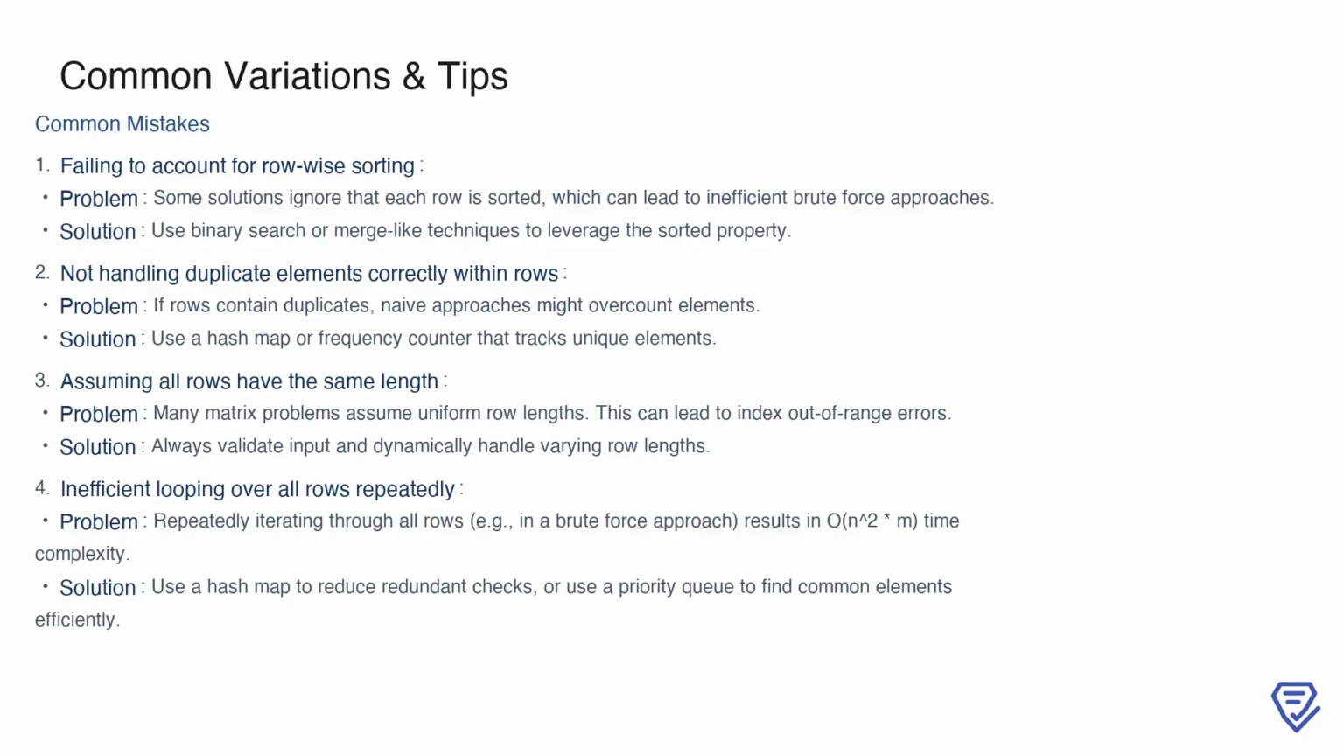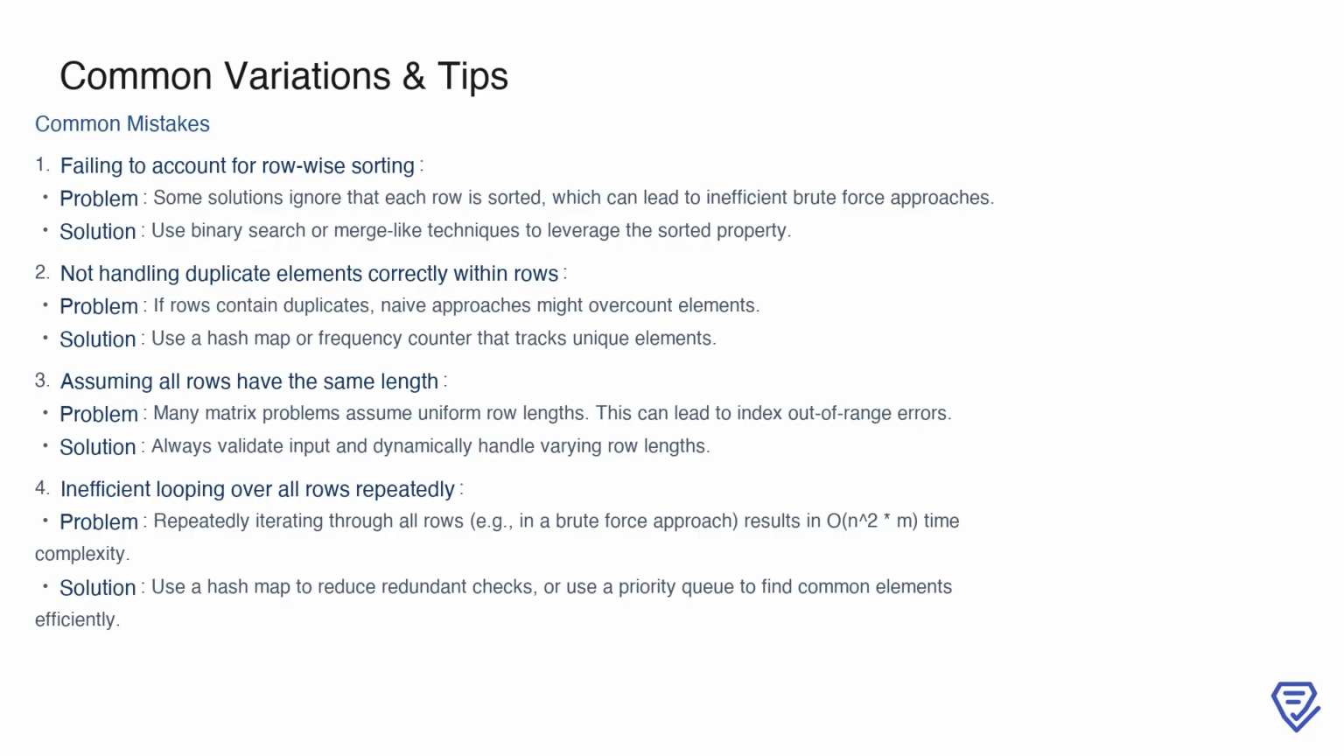Instead, you can use binary search or merge-like techniques to leverage the sorting and optimize your approach. Another mistake is not handling duplicate elements properly within rows. For example, if rows contain duplicates, naive approaches might overcount these elements, leading to incorrect results. A better solution is to use a hash map or frequency counter to track unique elements.